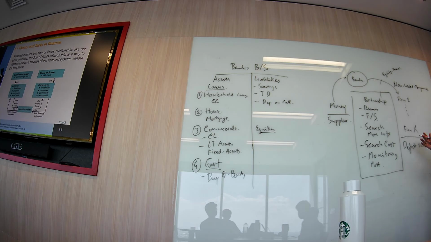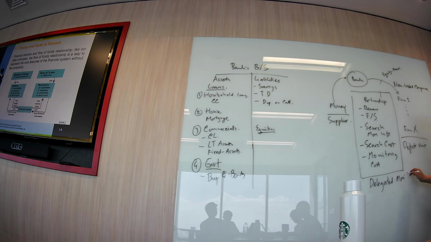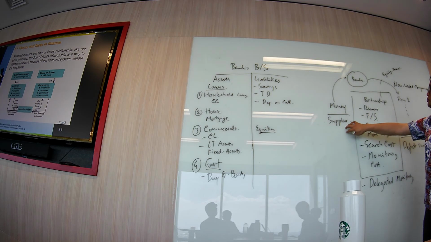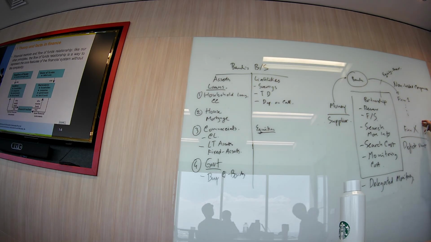Okay. Now you don't have to do monitoring costs. Why? Because banks already do the monitoring. We call this delegated monitoring. So you delegate your monitoring role to the banks, and banks do the monitoring to check the firm performance for you. That's the function of financial institutions in the financial system.